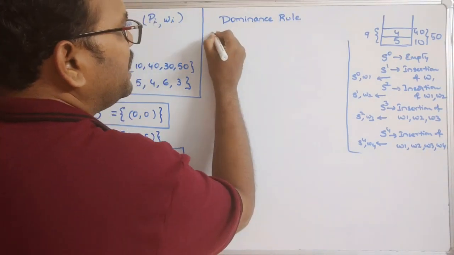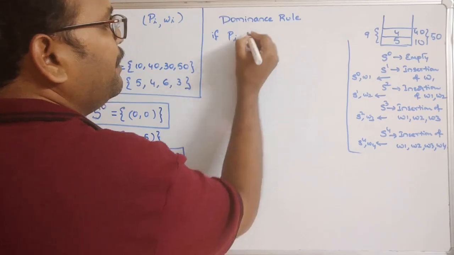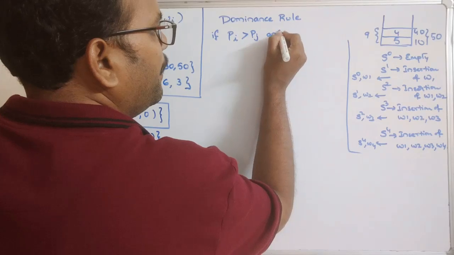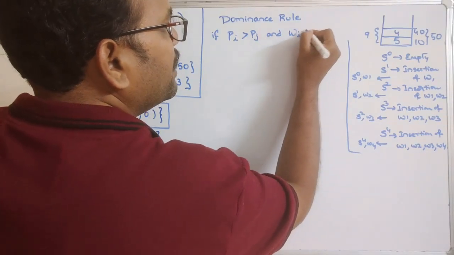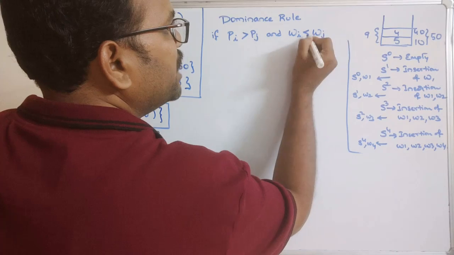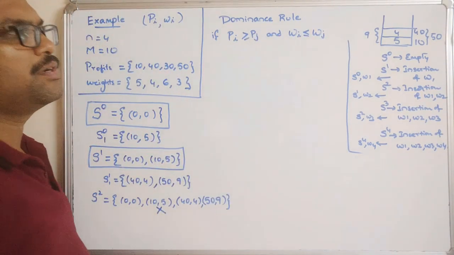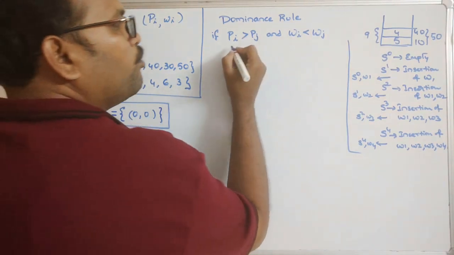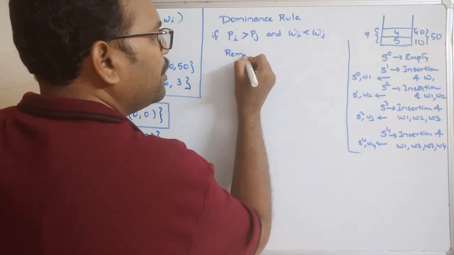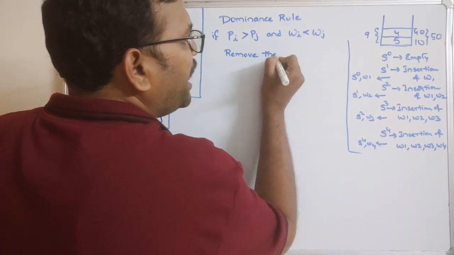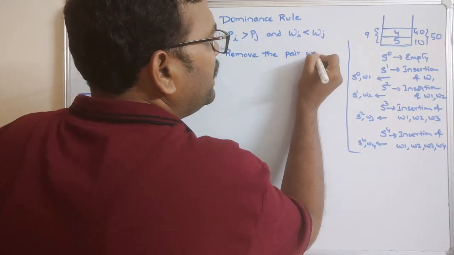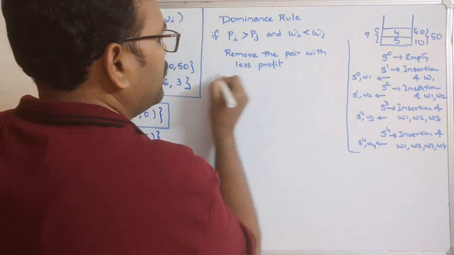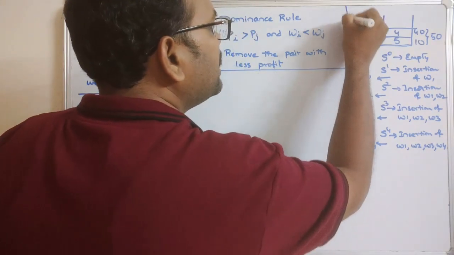Dominance rule. That means if Pi is greater than Pj and Wi is less than Wj (less than or equal to, or simply you can write less than), then we need to remove the pair with less profit. So this process we call a dominance rule.